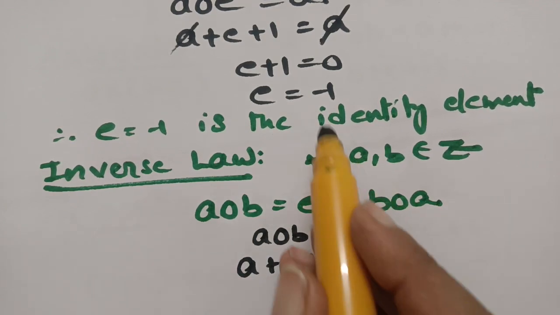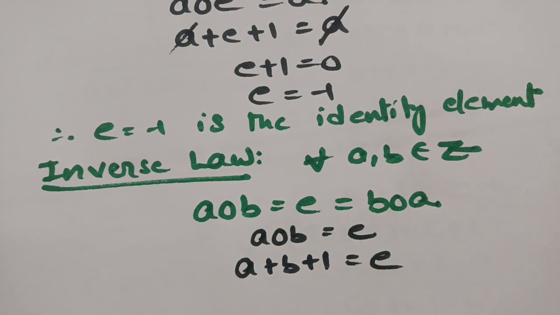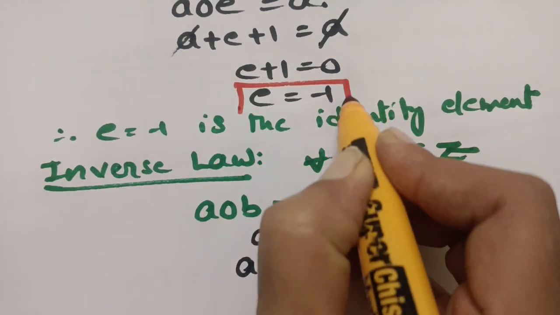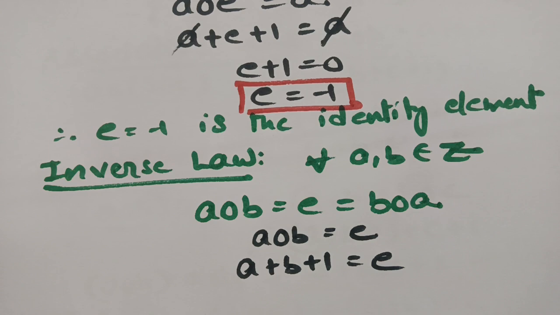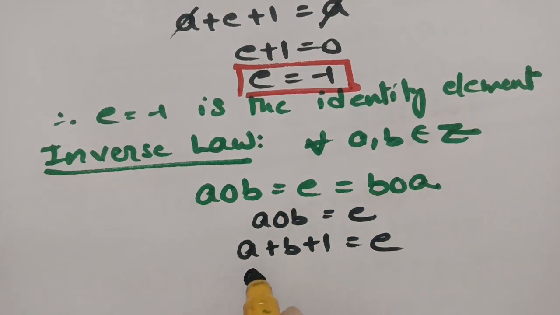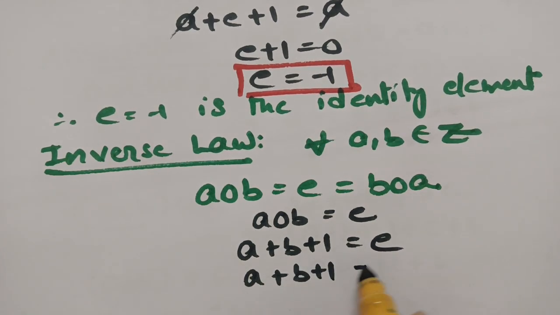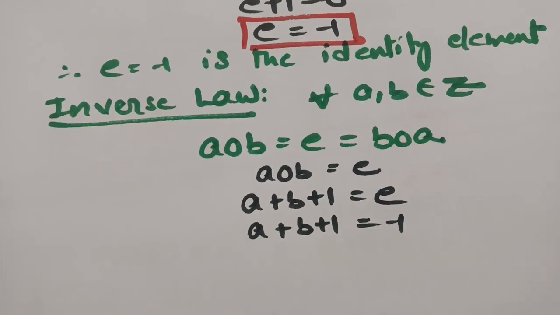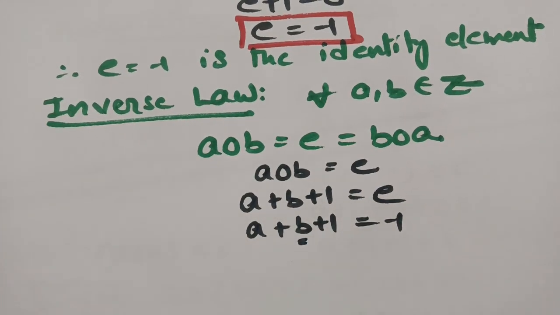So this is E. What is our E value here? E is the identity element, which is equal to minus 1. So I am substituting minus 1 here, that is A plus B plus 1 is equal to minus 1. And therefore I need the B value here. As B is the inverse of A, I need the inverse element.